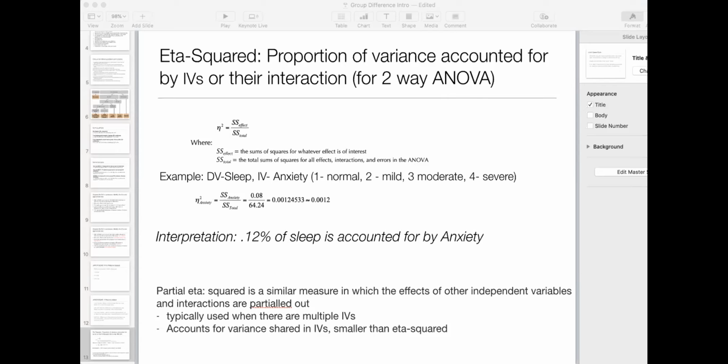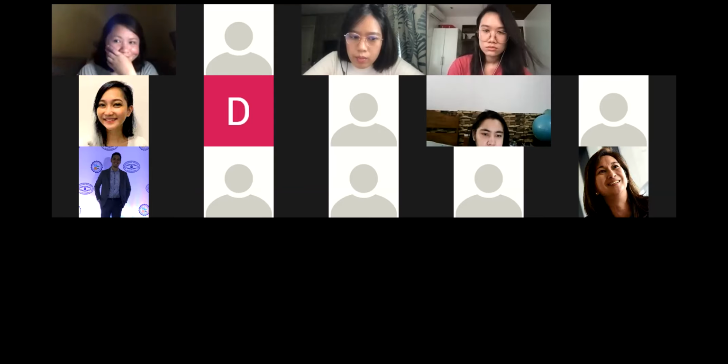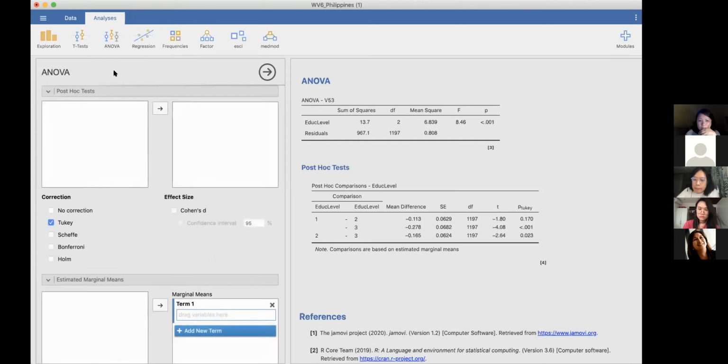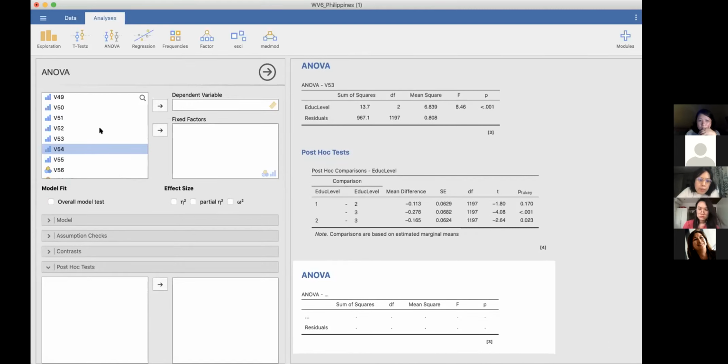Let's go to 2A. All right. So, okay. So remember 2A, 2 IVs, right? So earlier we did gender and then we did education level. So here, using the same box or screen, we'll just add, sorry. When you go to ANOVA, okay, so we'll use the same dependent variable. Okay, we will use gender again. So V240.